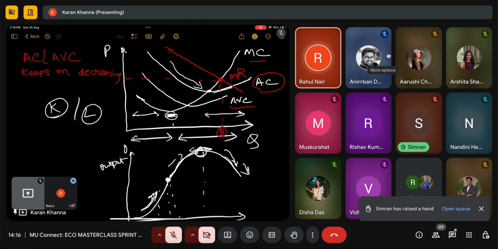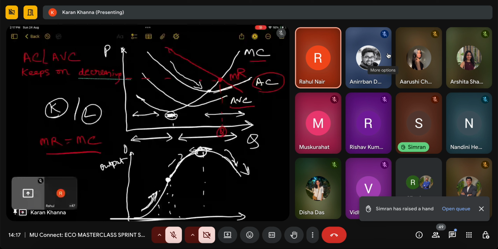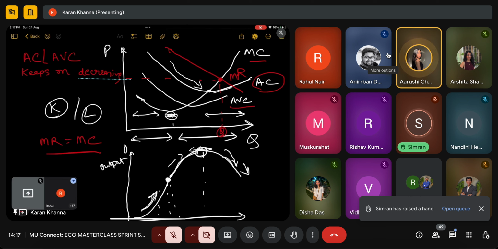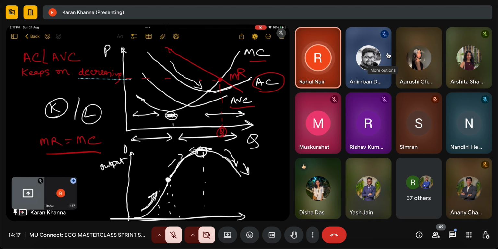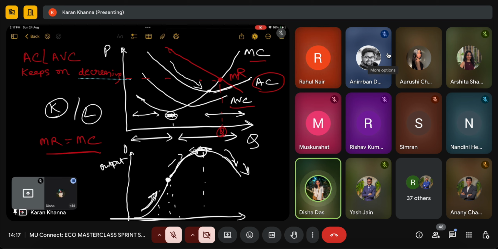So if we want to increase the profit, then the basic idea is that MR should be equal to MC. I think everyone is aware of this particular rule, right? MR is equal to MC, and that is for the optimum point at which we should actually sell. Because at that particular point we would have maximum profit. Yeah, that's the profit maximization point, right? MR equals MC, correct?